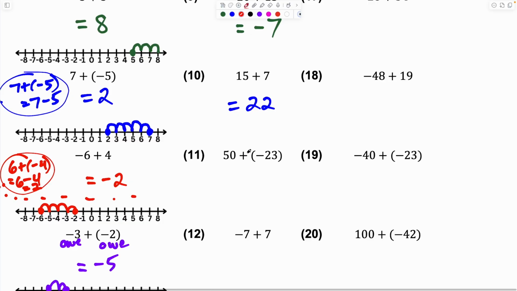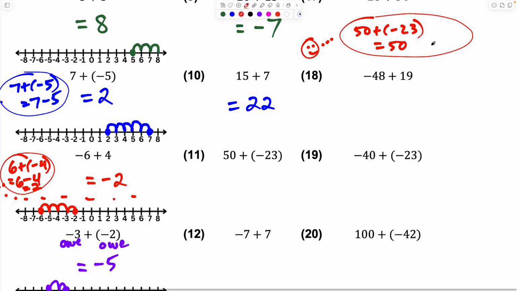And now next up, we have 50 plus negative 23. Another way to think about it is when you have 50 plus negative 23, this is the same thing as 50 minus 23. So we can do this long subtraction on the side here. We're going to borrow from the tens place here. So we turn this into a 4, and we put a 1 here. Then we have 10 minus 3 is 7. 4 minus 2 is 2. So for question 11, we get 27.